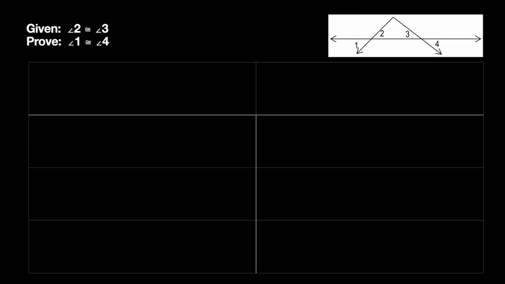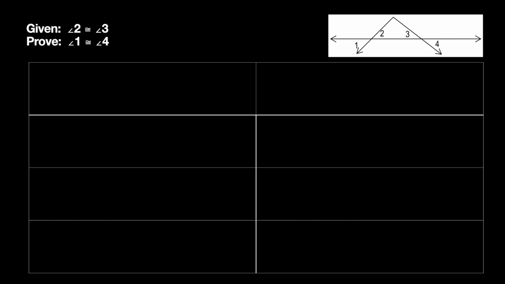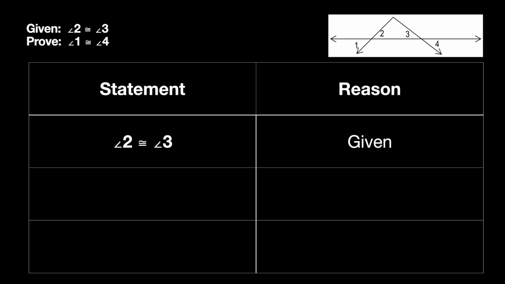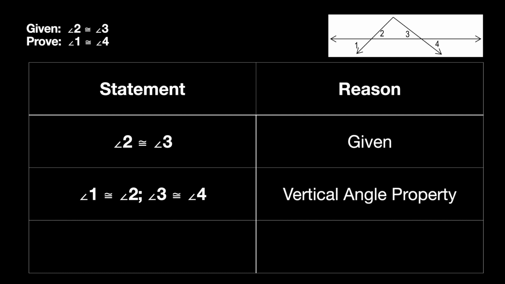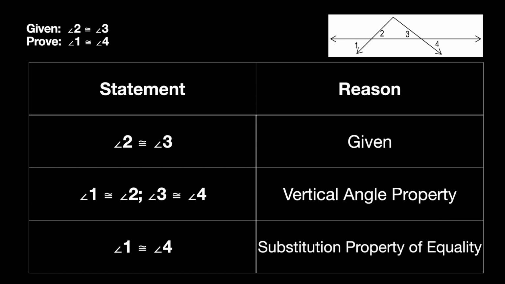Let's try another. So in this one, we're given that angle 2 is congruent to angle 3, and we want to prove that angle 1 is congruent to angle 4. So our first one, angle 2 is congruent to angle 3, that's given. Now, if I want to figure out 1 and 4, well, I know that 1 is congruent to 2, and 3 is congruent to 4, because 1 and 2 and 3 and 4 are sets of vertical angles. And now, since 1 is congruent to 2, we can replace it. Since 3 is congruent to 4, we can replace 3, meaning 1 is now congruent to 4. And that, just like last time, is the substitution property of equality.